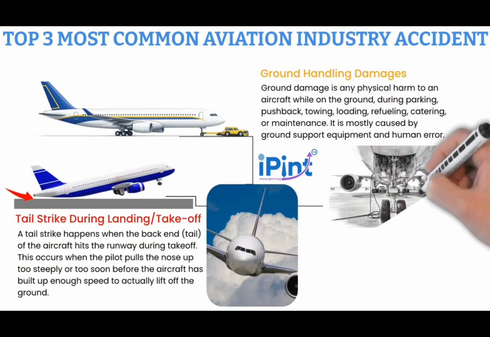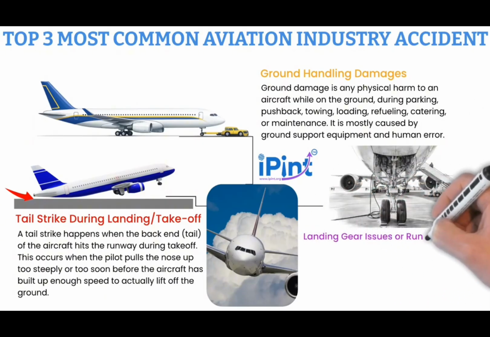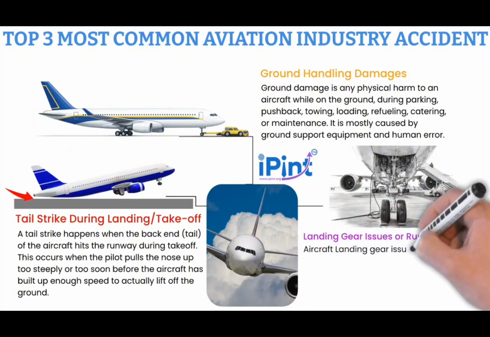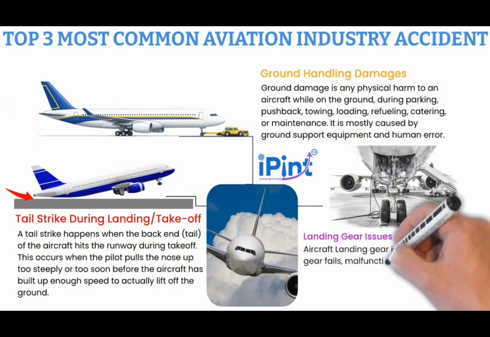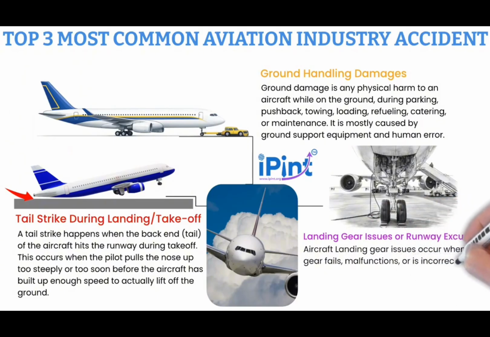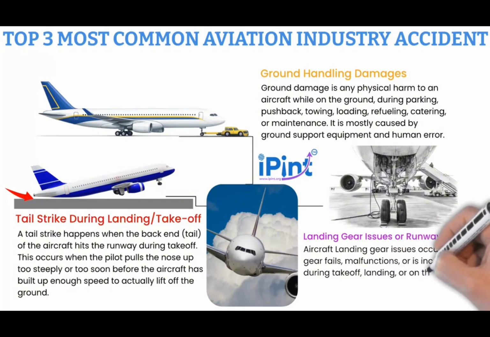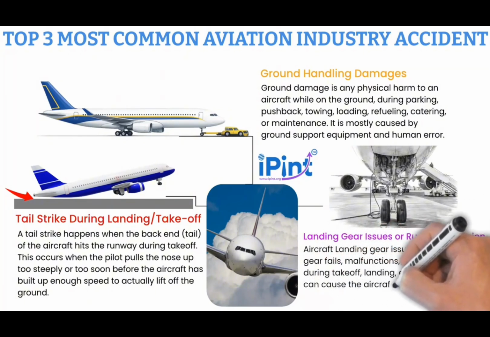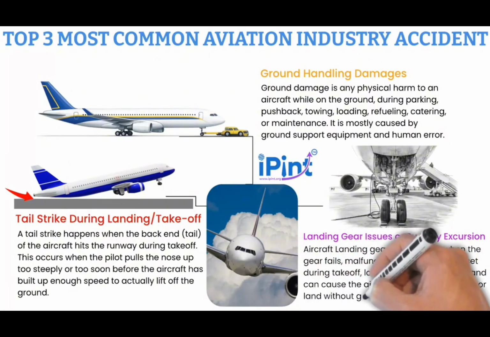And finally, landing gear issues and runway excursions. These occur when the landing gear fails, malfunctions, or is not correctly configured during takeoff, landing, or ground operations. The consequences can be serious. The aircraft may veer off the runway, the gear may collapse, or in the worst case, the aircraft lands with the gear not deployed at all.